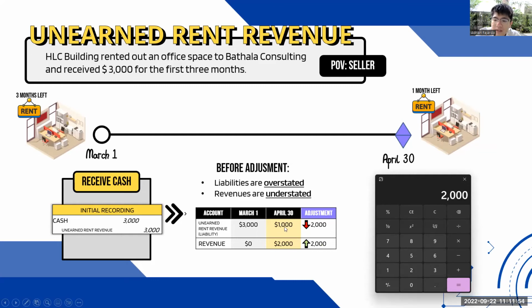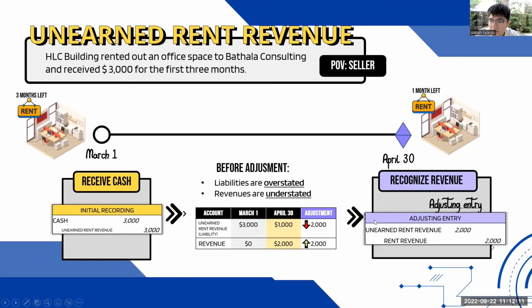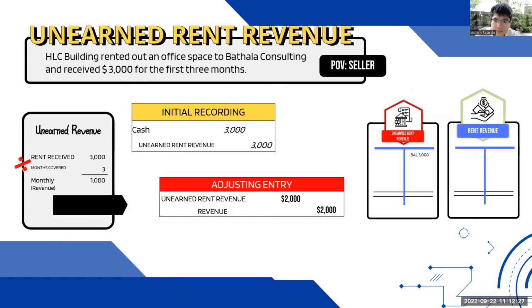And then yung liability ko, 1,000 na lang, right? Kasi 1 month na lang yung kailangan niyang i-serve eh. And then yung 2 months na perform ko na and therefore, revenue ko na yun. Hindi ko na yung liability. Right? And therefore, our adjusting entry for this would be unearned rent revenue of 2,000, basically pinababa mo si liability by debiting it. And then increasing rent revenue by 2,000 by crediting it. So debit unearned rent revenue 2,000, credit rent revenue of 2,000.